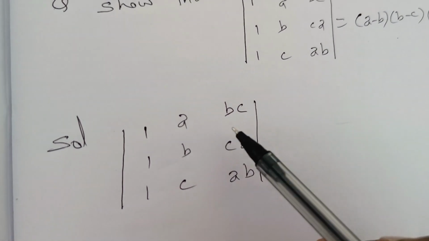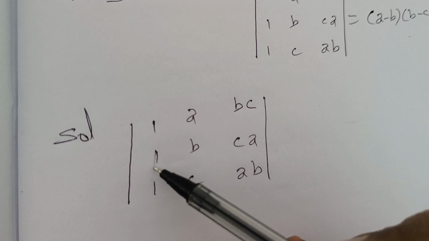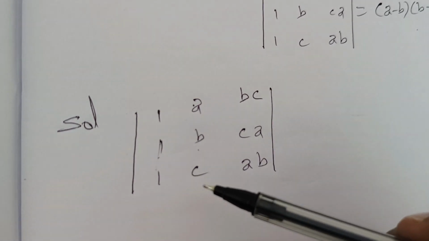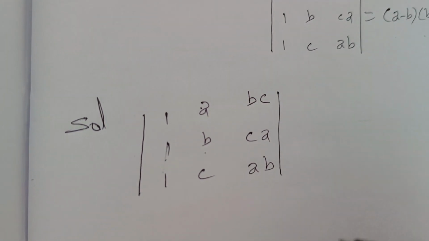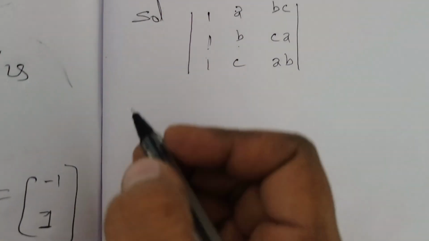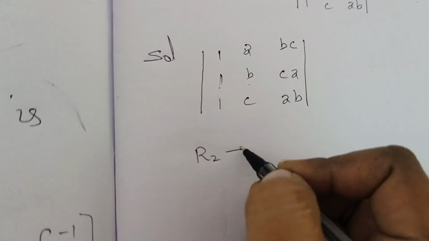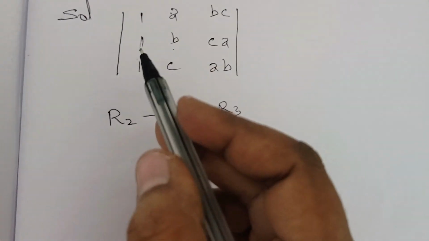So here we have to apply row operations. A minus b means when we subtract the second row, third row, first row, then we get a minus b, b minus c, c minus a. So first we will perform the row operation R2 minus R3.